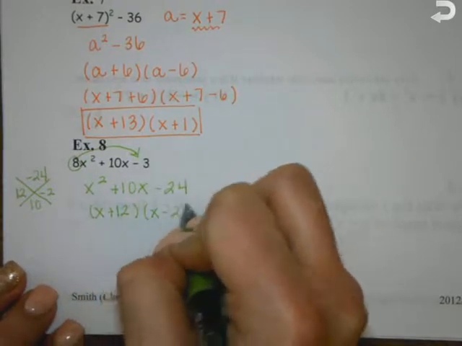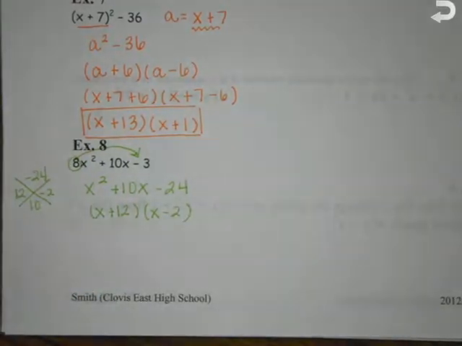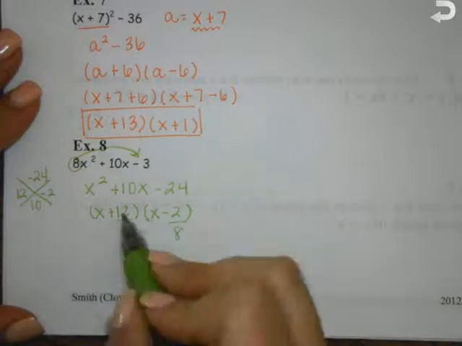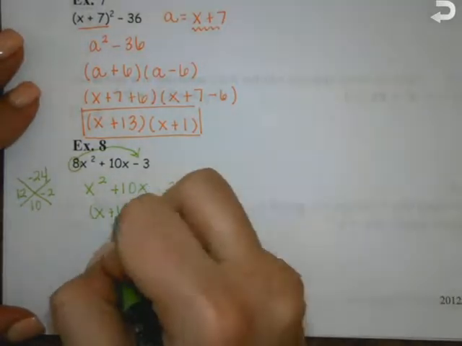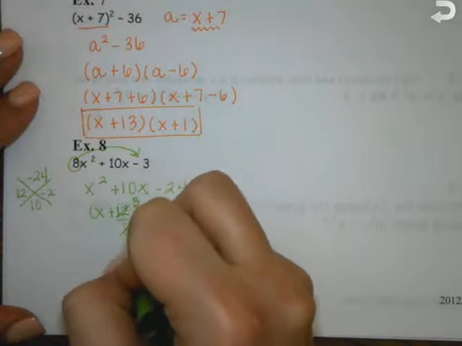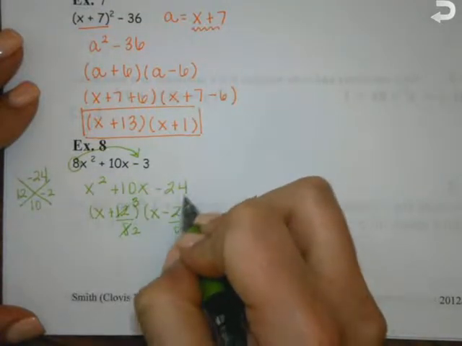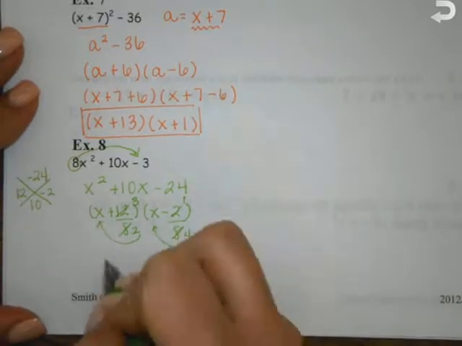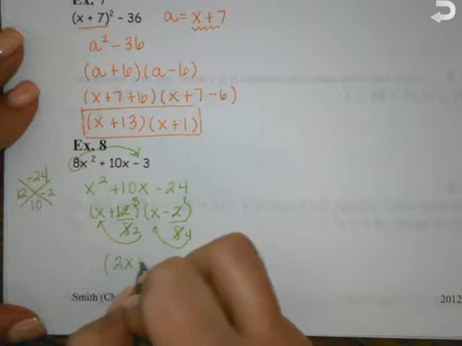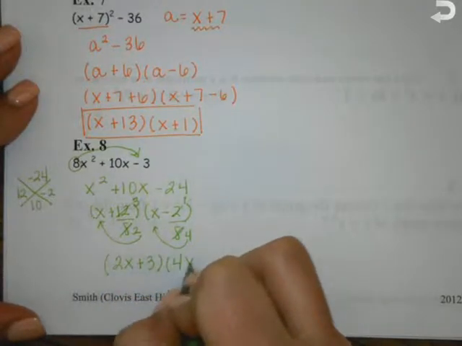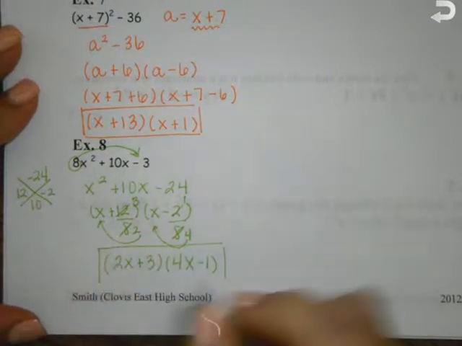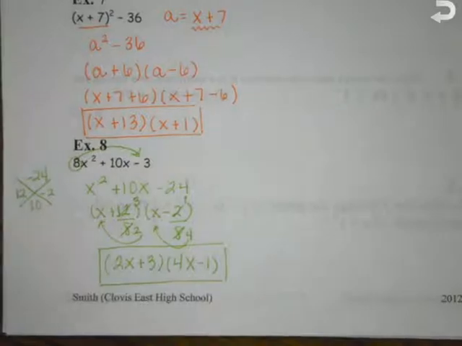But if I were to FOIL all of that, I would not end up with what I started with. What would be my next step? Yeah, you have to divide by 8. 12 and 8 both reduce by 4, so this is going to be 3 and 2, and 2 and 8 both reduce by 2, so that's 1 and 4. So bring your bottoms up, and we factor to 2x plus 3 times 4x minus 1. And you're done.